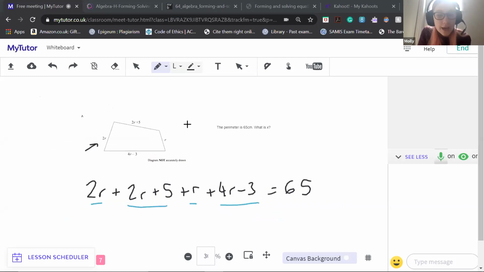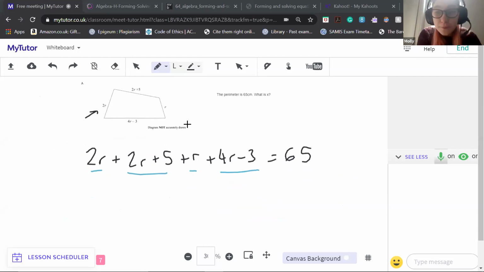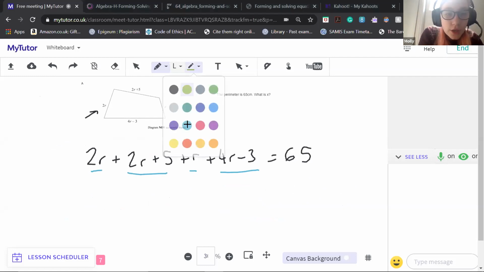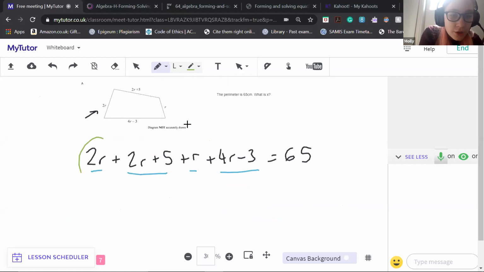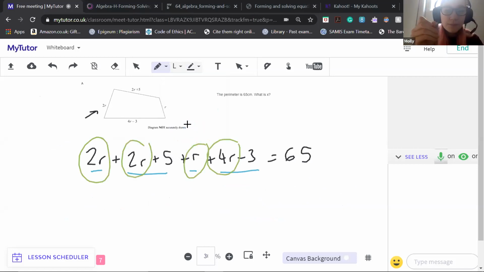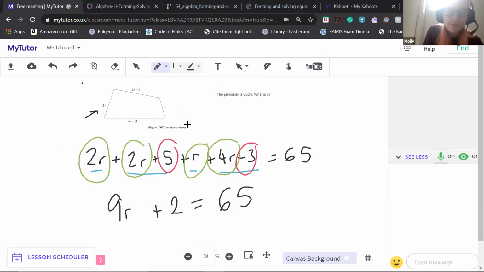Cool, so let's go through and have a look at this. What we're going to do is combine all of the like terms on the left-hand side. So that means everything that's r and then everything that's not r. Everything that's r, we've got a 2r, a 2r, an r, and a 4r. So 2 plus 2 plus 1 plus 4 gives us 9r. And then everything that's not r, 5 and a minus 3, gives us plus 2. So 9r plus 2 is 65.